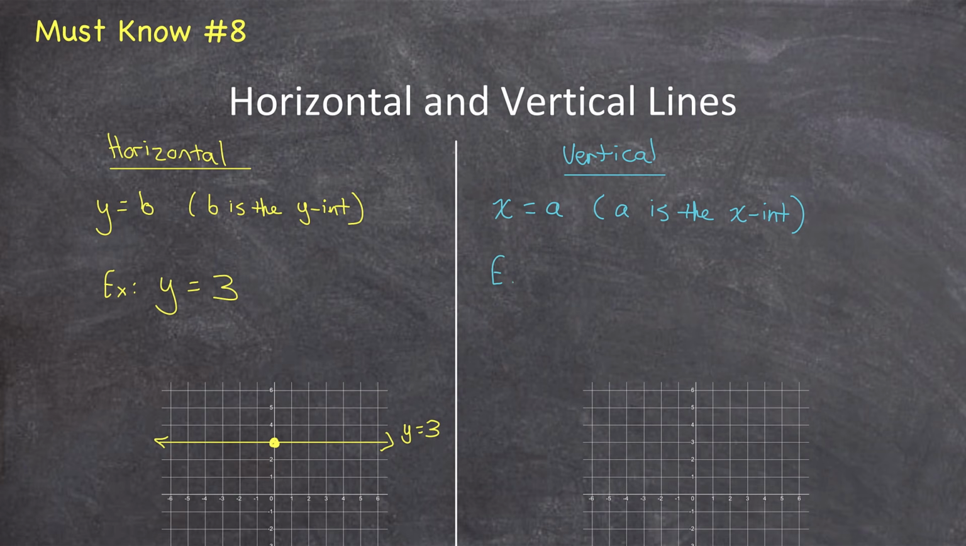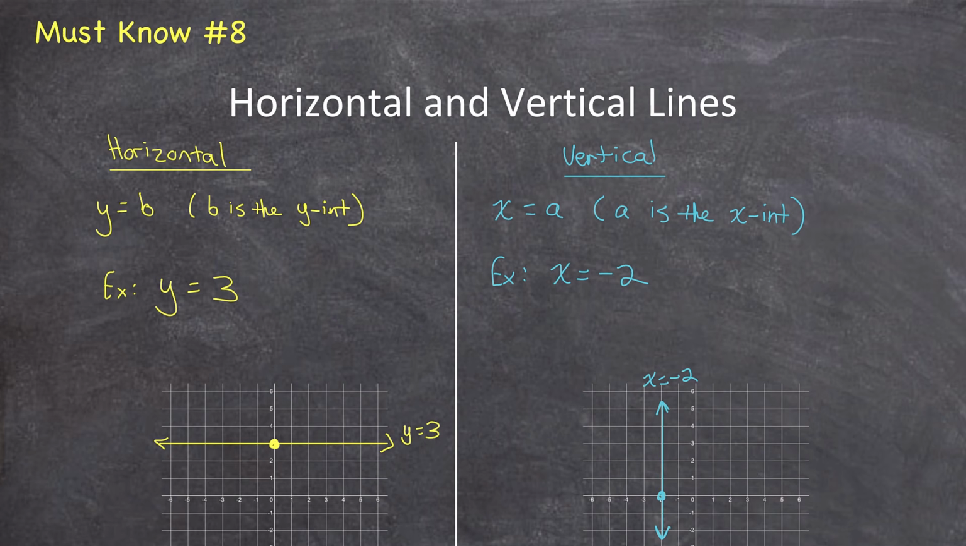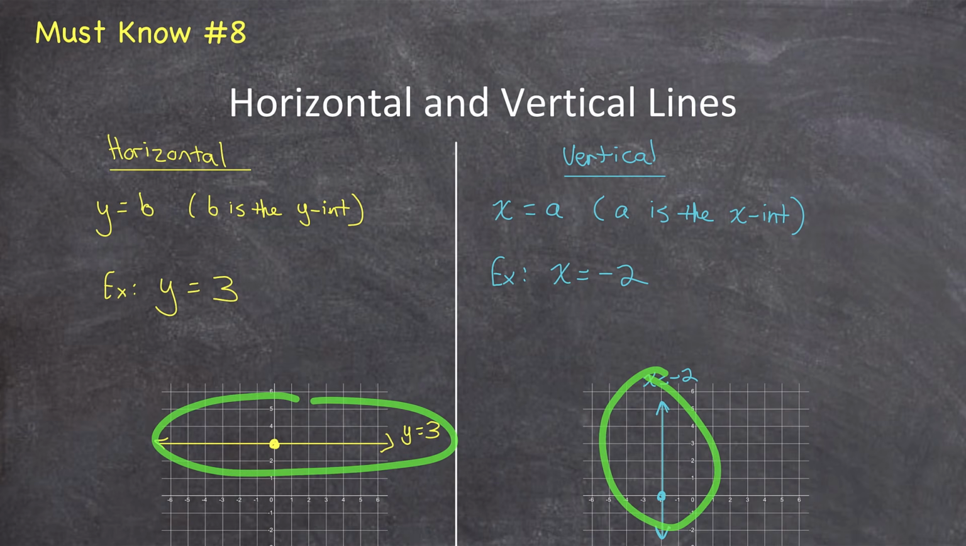So an example of this would be x equals -2. If I plot an x-intercept of -2 and draw a line that goes through that x-intercept, that line has the equation x equals -2. And why is it x equals -2? Well, if we think about all the points that make up this line, the x-coordinates of all of those points is -2. The other thing I should show you is what is the slope of horizontal and vertical lines.